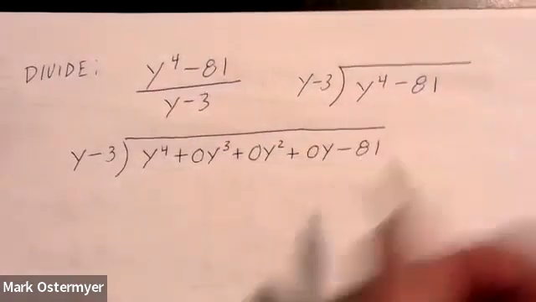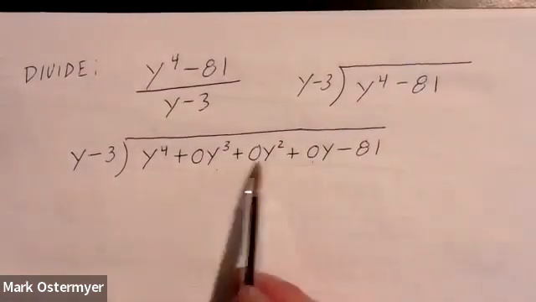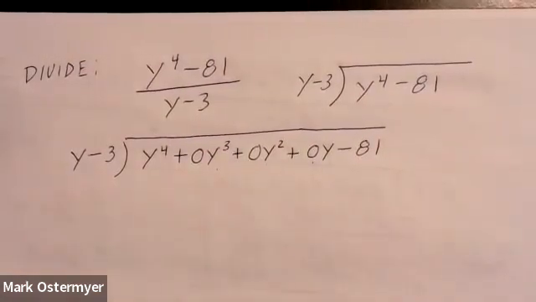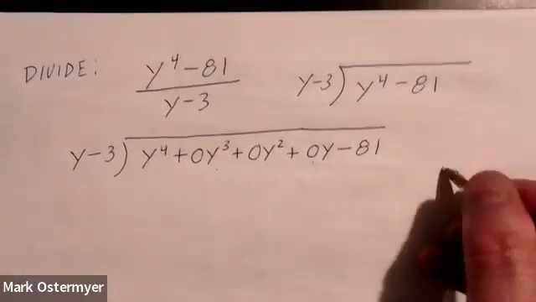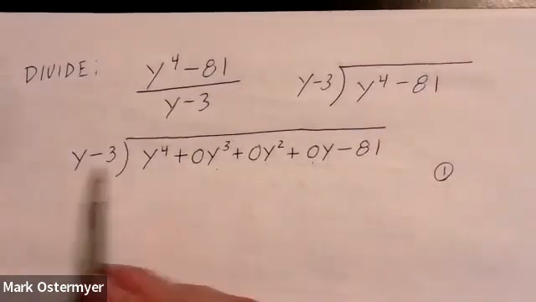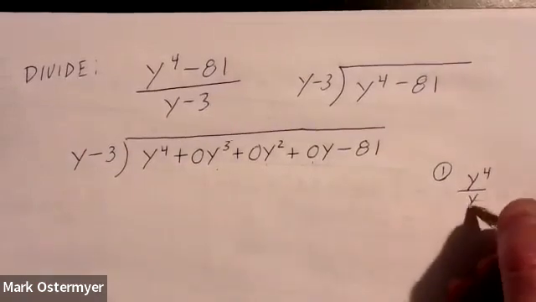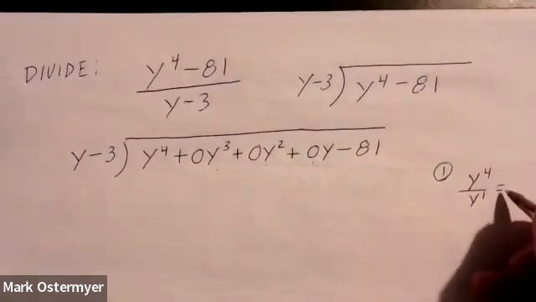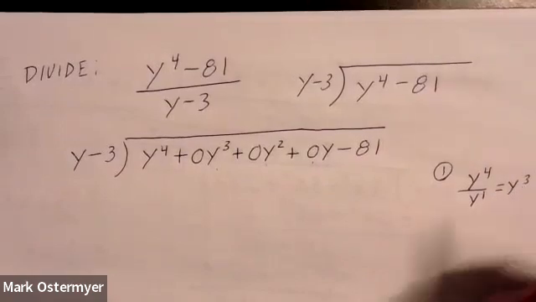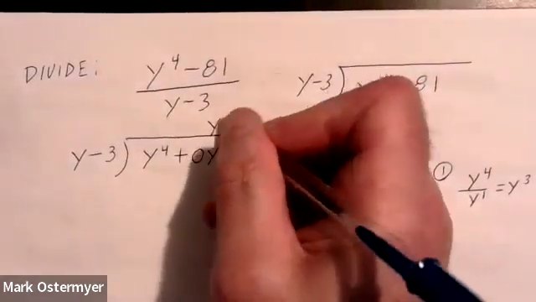These are called placeholders, and they are necessary in order to enable our division to line up properly. If you don't put these placeholders in here, it's not going to work out. Things are not going to line up. All right, so it is critical to put your placeholders in here. Now we're ready to begin our division. Round one. We ask ourselves, how many times does y divide into y to the fourth? It divides in y cubed times. So y cubed is the first term in my quotient.